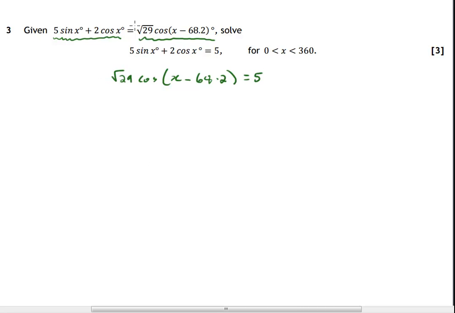Now, on another occasion, you may well have to establish this yourself using the wave function, but then you can go on and solve equations of this sort. First step here then would be to divide both sides by the square root of 29. And then inverse cosine will give us answers for x minus 68.2. The inverse cosine of 5 over root 29, notice that we're working in degrees here.